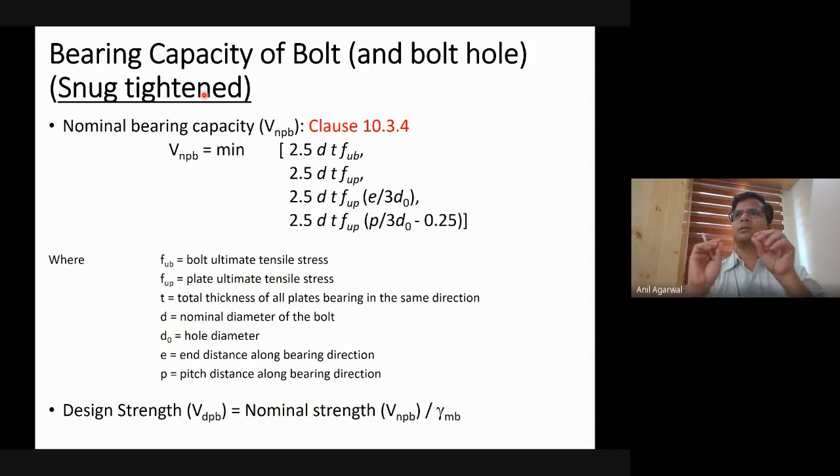What all that matters is how much friction is available to hold the plates together, and whether that friction has been overcome under the force. So the capacity calculations will be completely different. These capacity calculations, bearing capacity and shearing capacity of the bolt, that is bolt shear strength, are applicable only when you talk about connections where slip is allowed, or snug tightened, you can say. So moving forward, the nominal bearing capacity, without the factor of safety, is called VNPB.